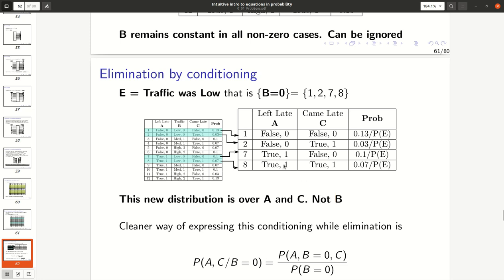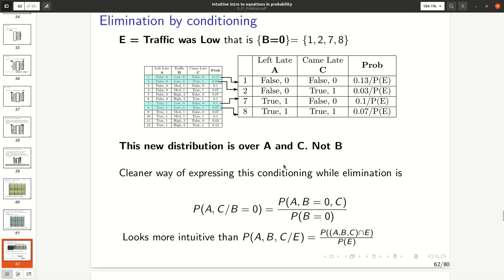Let's see how we can represent it in a formula. The condition of B being 0 can be expressed as it is here. We can represent that set as B equal to 0 instead of defining another event or set and expressing it from the set theoretic point of view. So this formula is more elegant and expresses what we are actually doing better than the set theoretic formula.